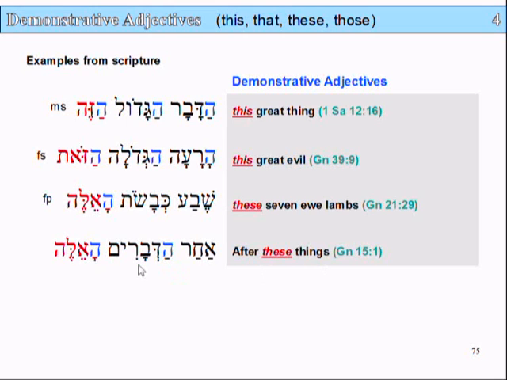So how do we know whether this was translated thing or word? Just depending on context, that's all. And you'll soon work it out. So that's the masculine plural version. And by the way, the masculine and the feminine plural word for these in Hebrew is alay, and it's the same word. Alright, one more example.